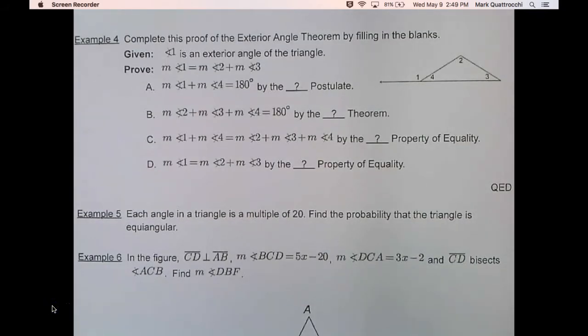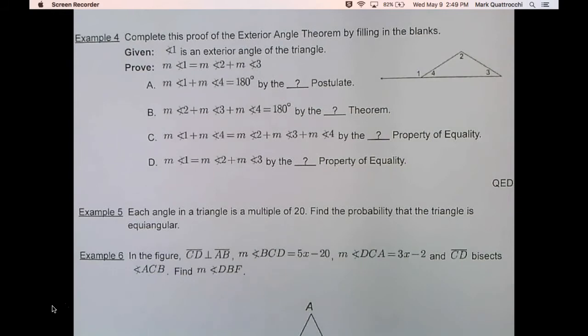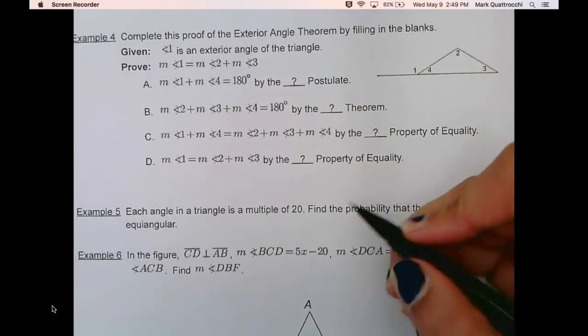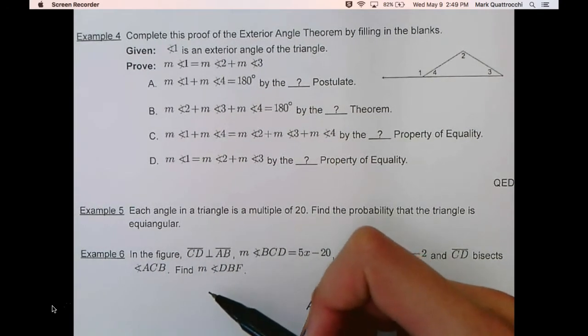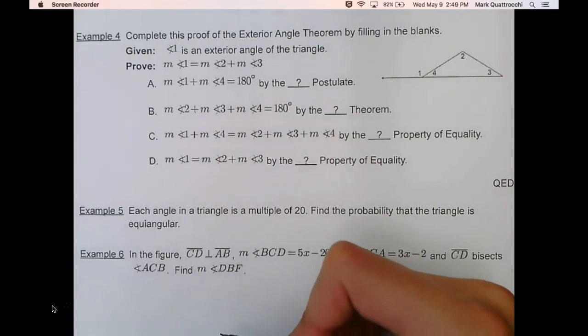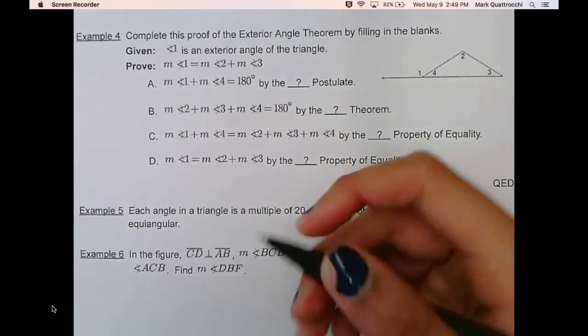Example 4. Complete this proof of the exterior angle theorem by filling in the blanks. So it's given that angle 1 is an exterior angle of the triangle, and we need to prove that the measure of angle 1 equals the measure of angle 2 plus the measure of angle 3. So for A, measure of angle 1 plus measure of angle 4 equals 180 by the linear pair postulate.